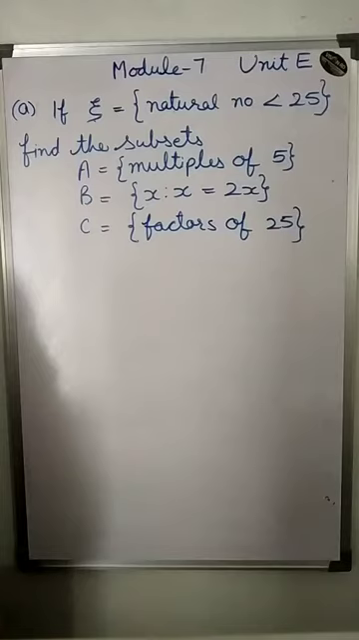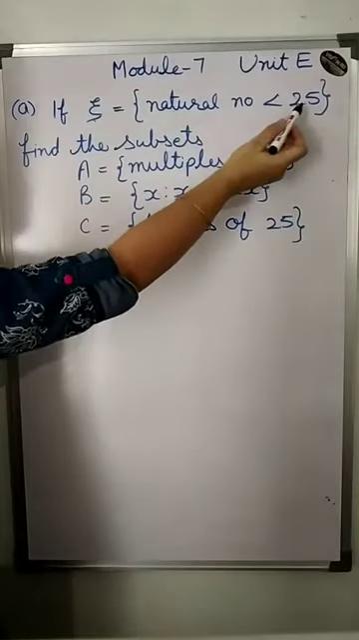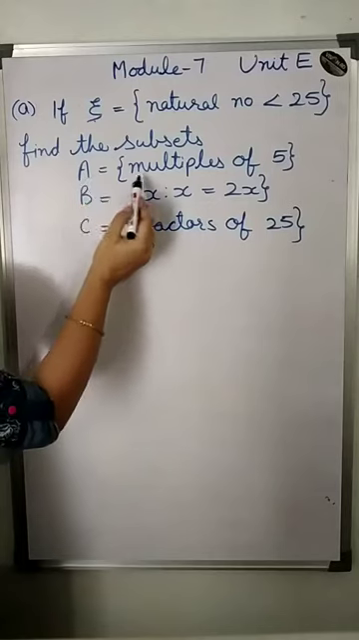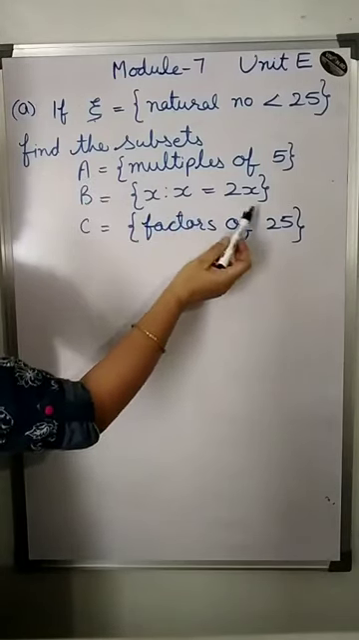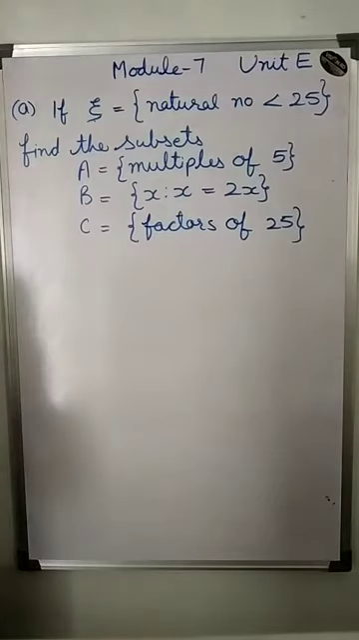Hello everyone, today I start my class with module number 7 unit E. The universal set is given to you, that is natural numbers less than 25, and find the subsets of this universal set: A is equal to multiples of 5, B is equal to X such that X is equal to 2X, C is equal to factors of 25. So here you have to calculate the value of A.